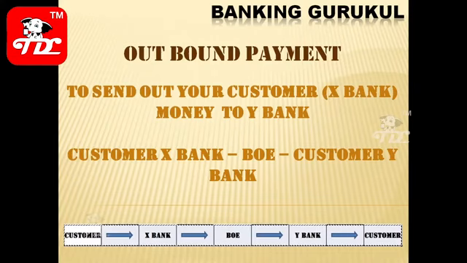What is an outbound payment? If you are in X bank and you are sending your customer's money to another bank, it is called outbound. So the X bank customer account will be debited, the money will be transferred to the Bank of England, and it will be credited to the Y bank customer account.